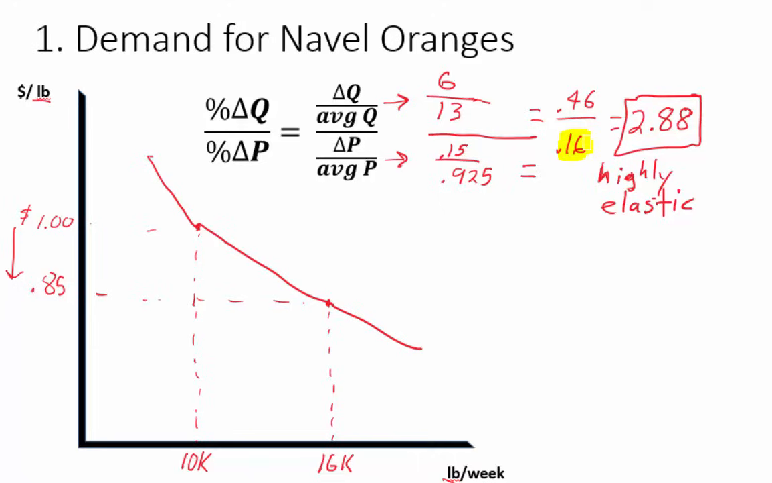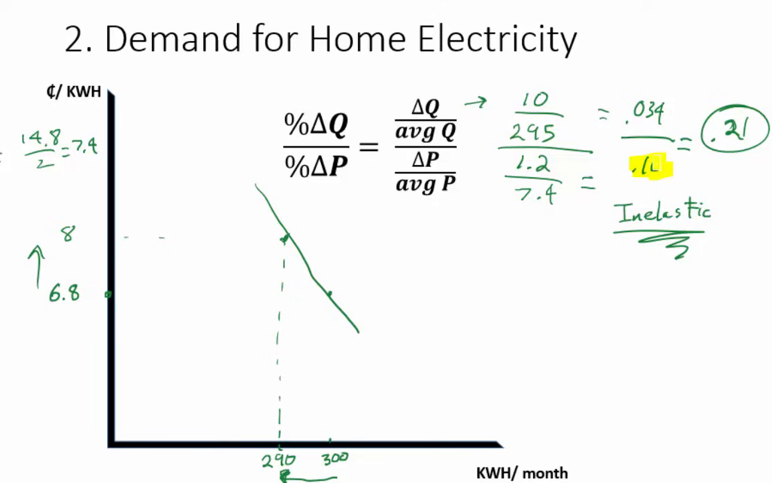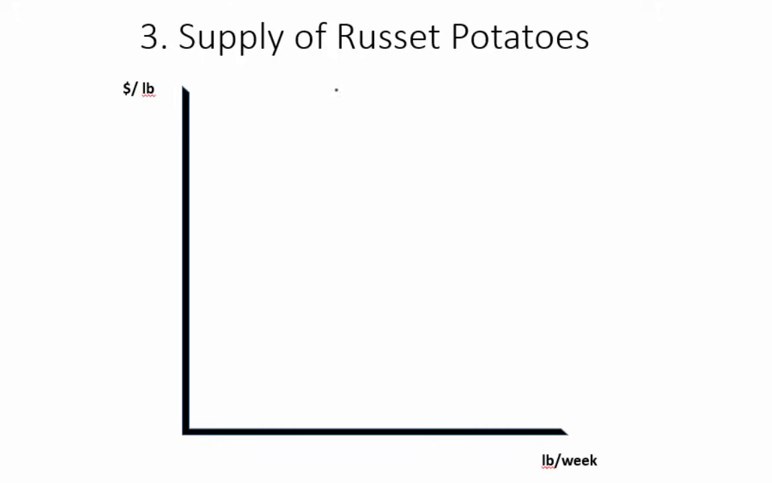So I did exert the same force, if you will, the same price change. And here we see a rather large quantity change, 46%, for a large elasticity coefficient. And here with the electricity with the same price change, 16%, we saw a very small quantity change, just 3.4% for a very small elasticity coefficient. Okay, now let's think about supply elasticity.